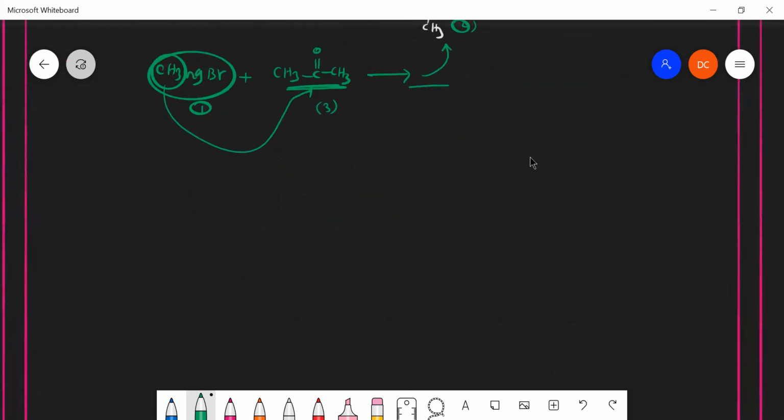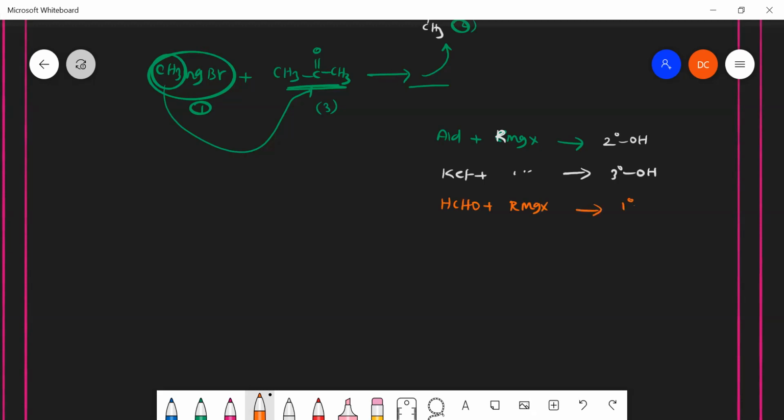We know that if an aldehyde reacts with RMgX, what kind of product can I get? Which kind of alcohol? You can get 2 degree alcohols. Very good. So if a ketone reacts with the same RMgX, then what can I get? 3 degree alcohol. When will I get 1 degree alcohols? With HCHO. Only with formaldehyde and RMgX can I get the 1 degree alcohol.